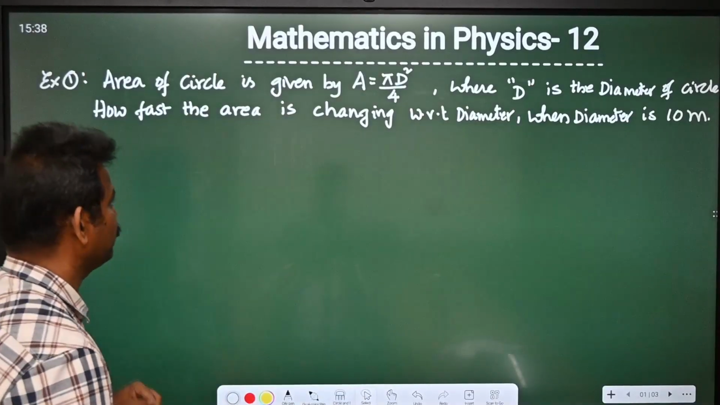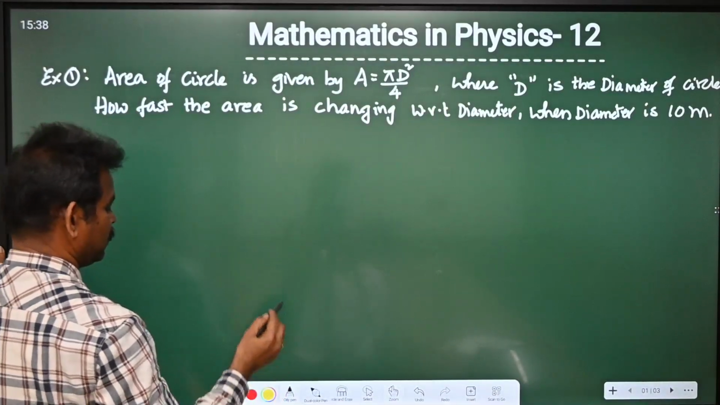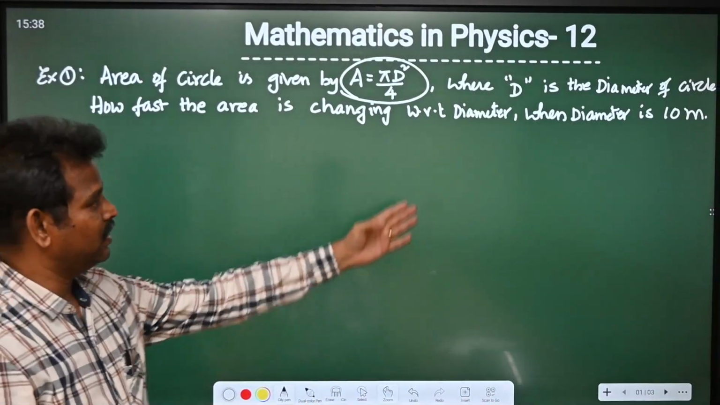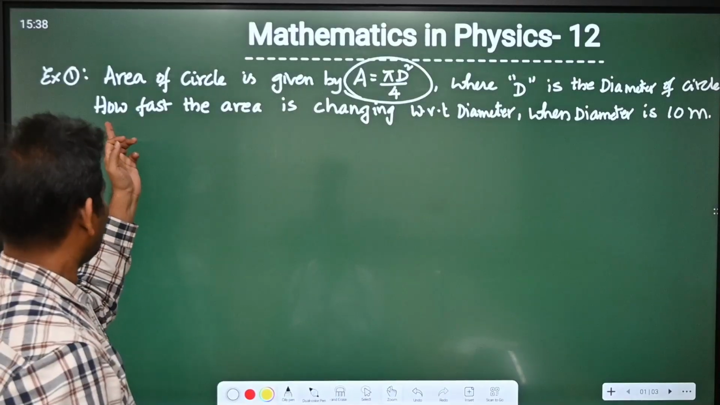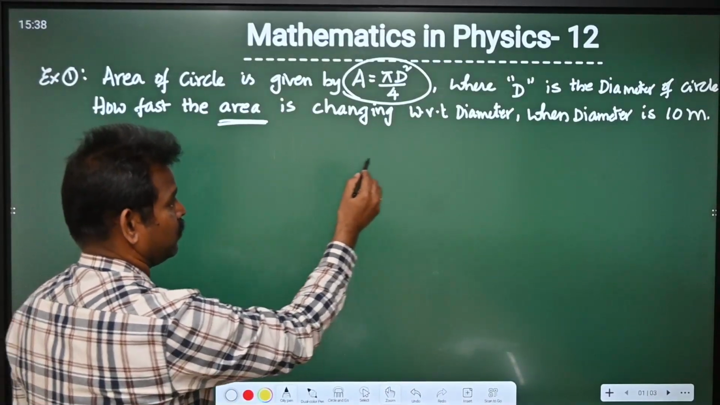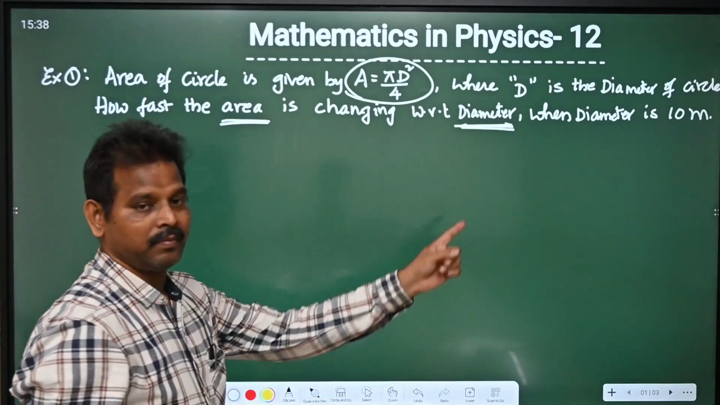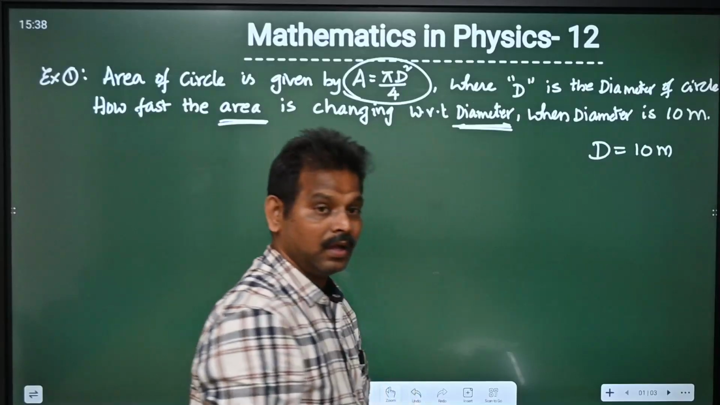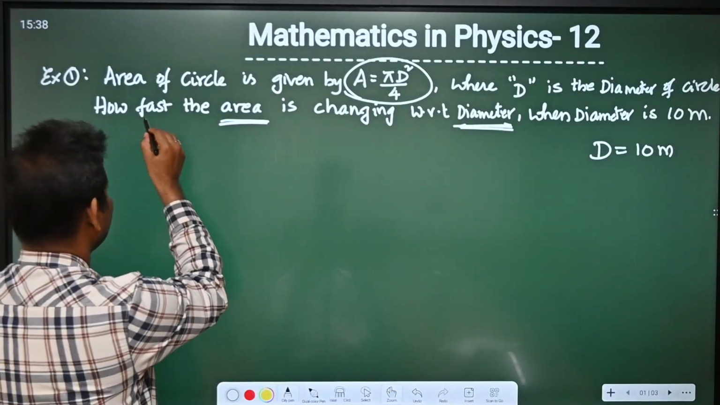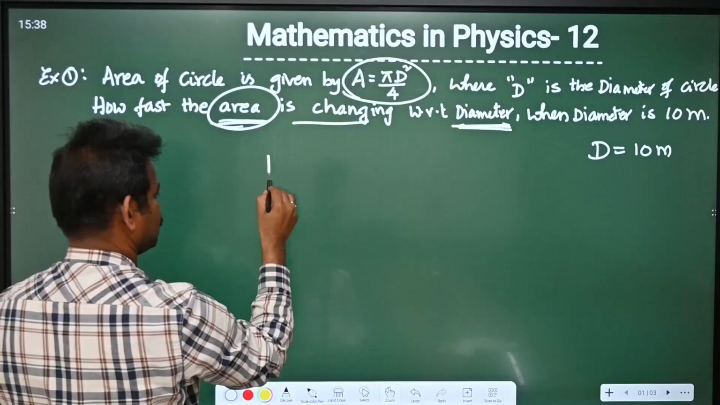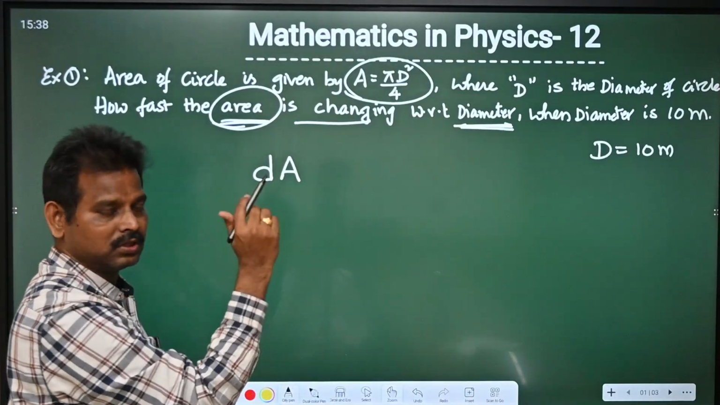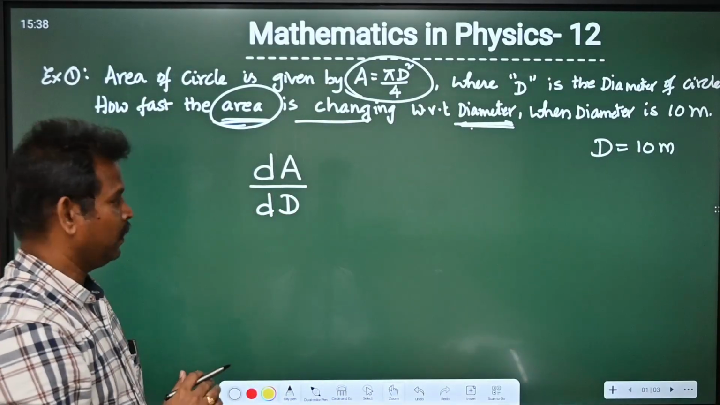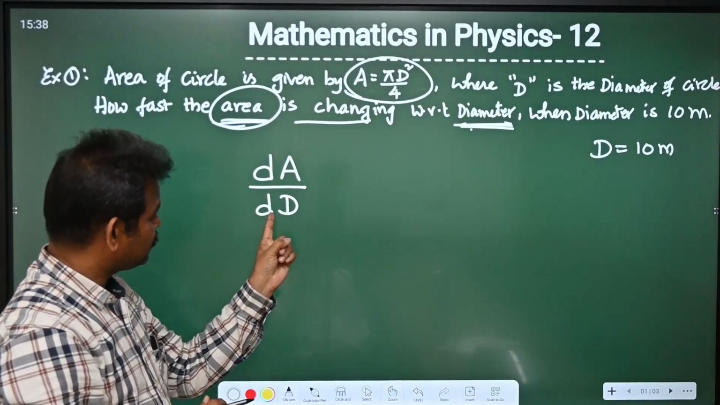Definitions of differentiation. Here, the area of a circle is given by A is equal to pi d square by 4, where d is the diameter of the circle. How fast is the area changing with respect to the diameter when the diameter is 10 meter? The diameter given in this problem is 10 meter. They are asking us to find out how fast the area is changing. The small change in area with respect to diameter d, so this is the change in area with respect to diameter.